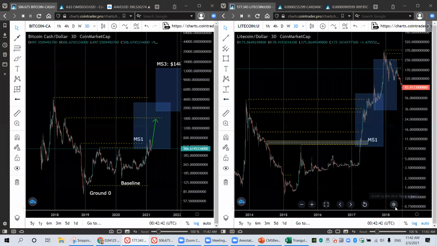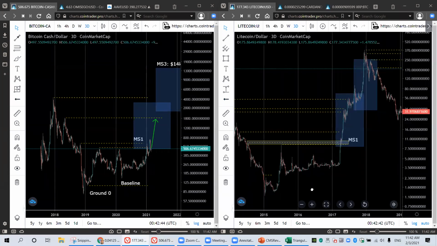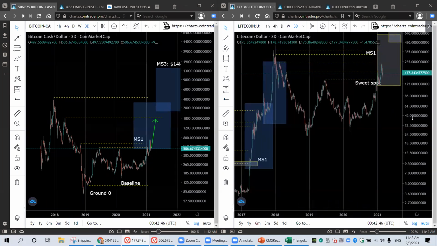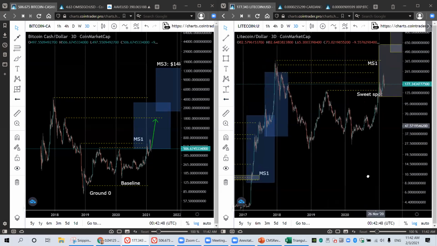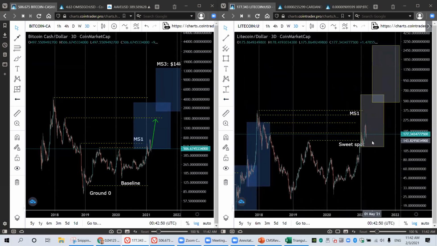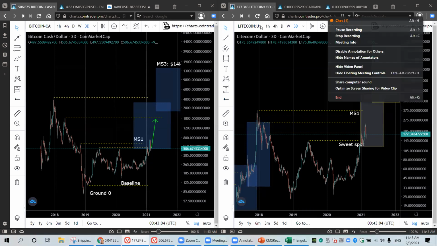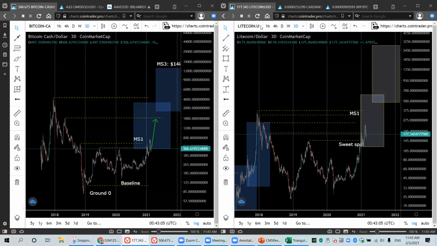The same thing is going to happen with Litecoin in the current cycle. You can see this is the current cycle. It's the same. It's going to grind itself up into the $200 and $300 region, and then continue grinding itself up. So Litecoin is going to go up. It's not a big deal. Same with Bitcoin Cash. That's just what we see in the past.